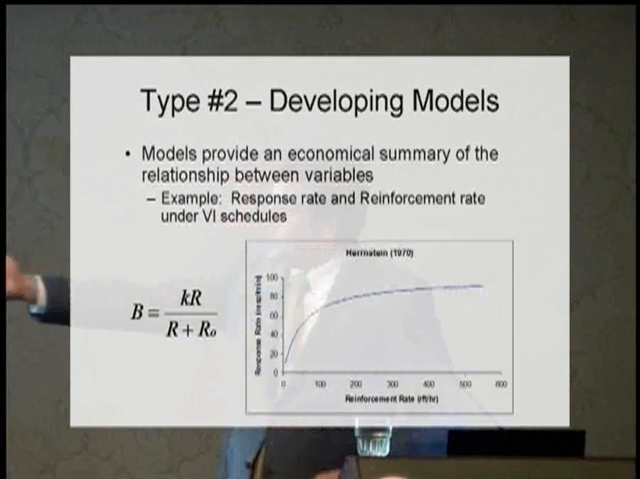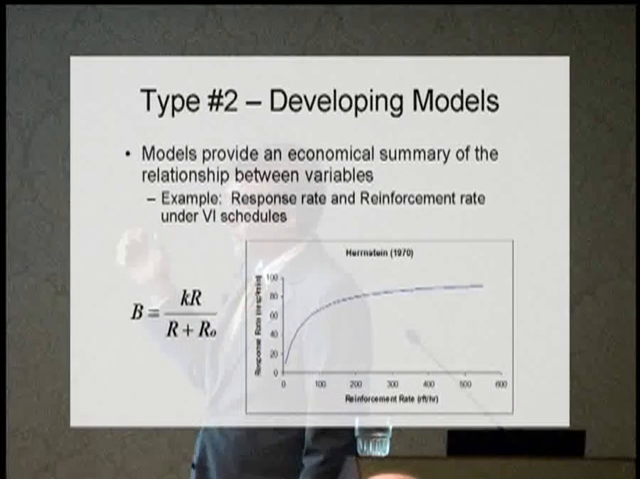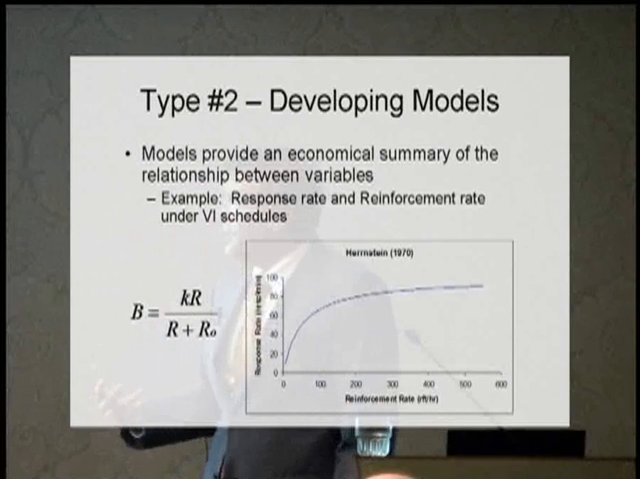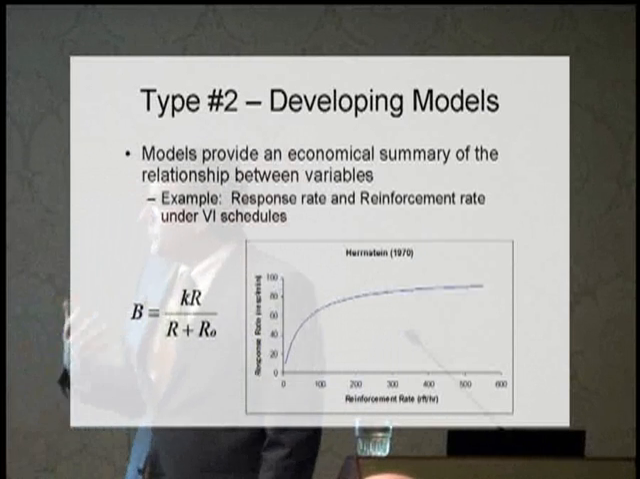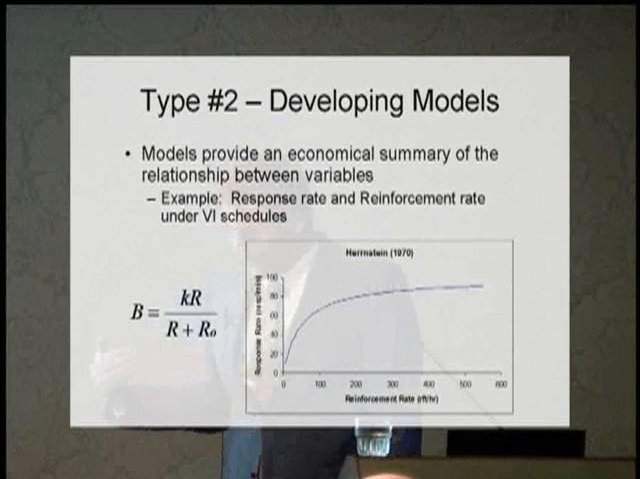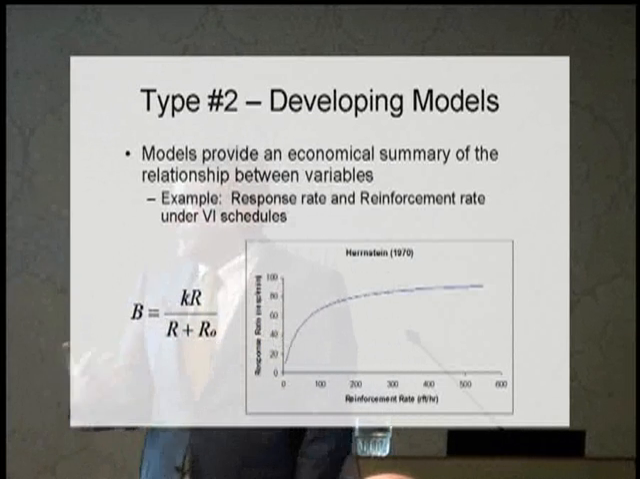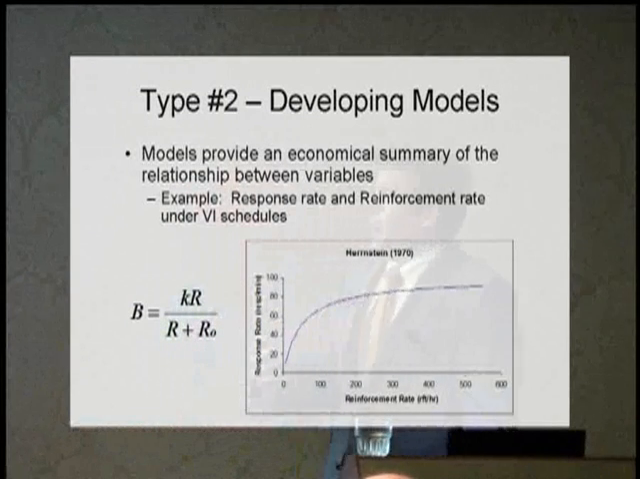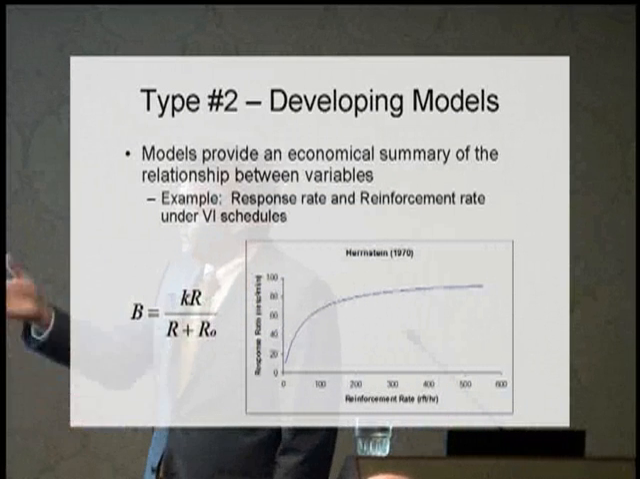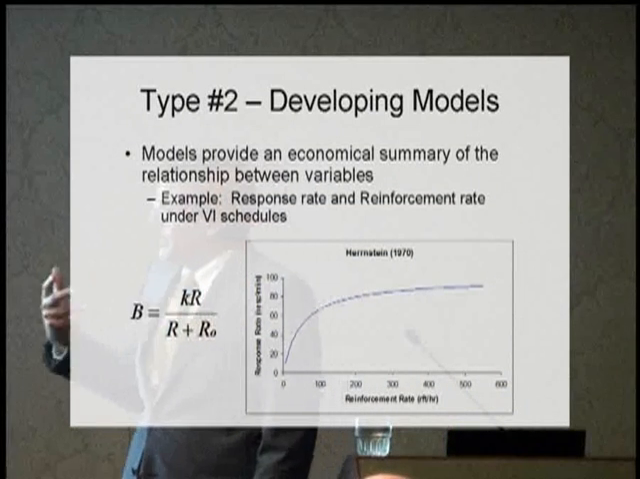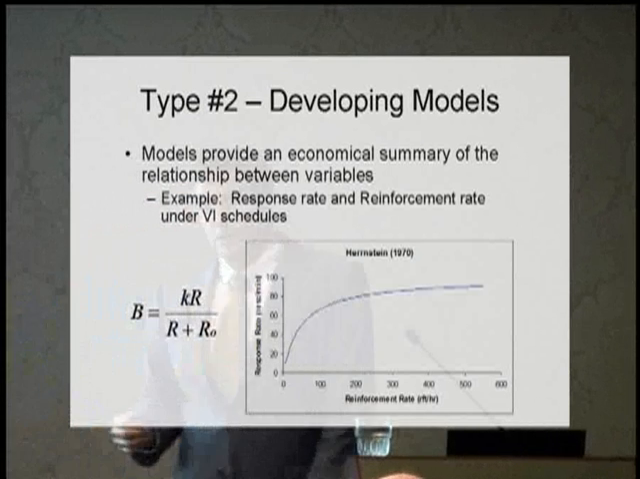The equation is over on the left, but basically the pattern that Herrnstein's model describes is that response rate under VI schedules increases as reinforcement rate increases, but it eventually reaches an asymptote. So it's an increasing, negatively accelerated function. The value of an equation, and there's the hyperbolic equation over on the left, is that it provides a very concise description of that functional relationship.